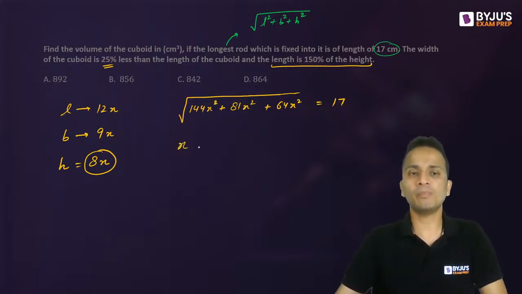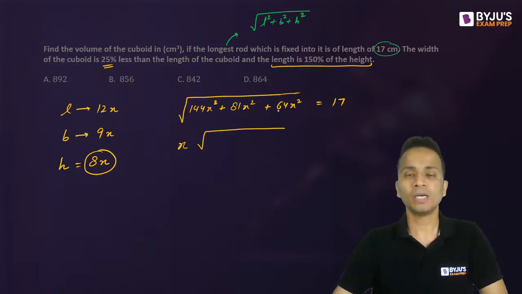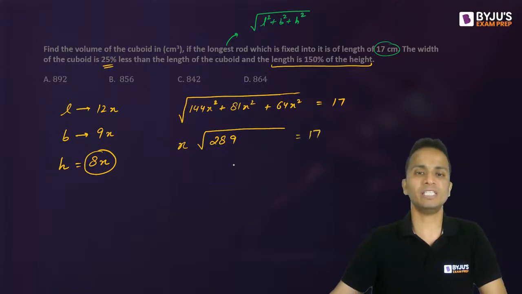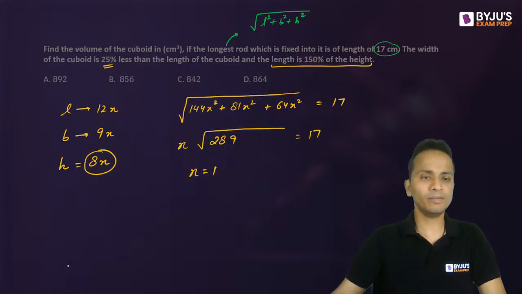So I'll take x common. It will come outside the under root. 144 plus 81 plus 64. So let's add all of them. 14, 22, 26, 260, 289. 289 under root is equal to 17. So under root of 289 is 17. So the value of x will come out to be 1.